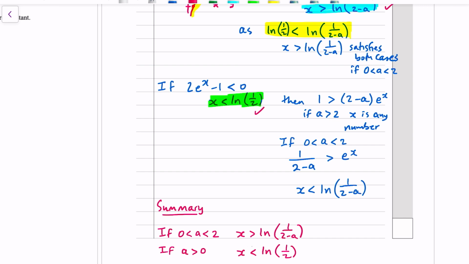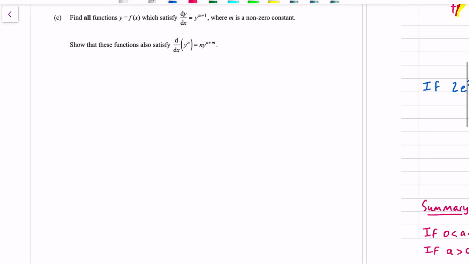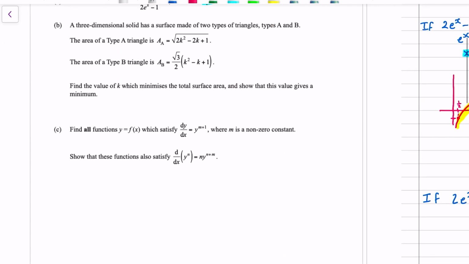Okay, part B. Definitely a lot easier. We've got a 3D solid made up of two types of triangles, and the areas of the triangles can be calculated using these formulas. Find the value of k which minimises the total surface area, and show this value gives a minimum.